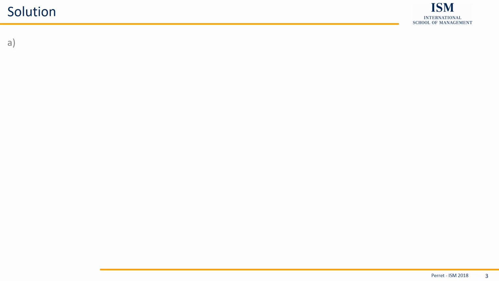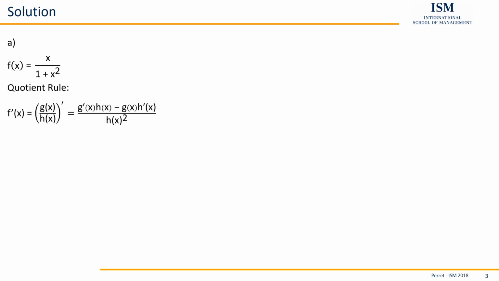We start with the first one here, x divided by 1 plus x squared. Here we see this is a fractional function, rational function. So what we need here for our derivatives is the so-called quotient rule. So we need to determine what's g, what's h, so what's the part above and the part below the fraction line, numerator, denominator. So here g is x, and the derivative of g thereby is 1.